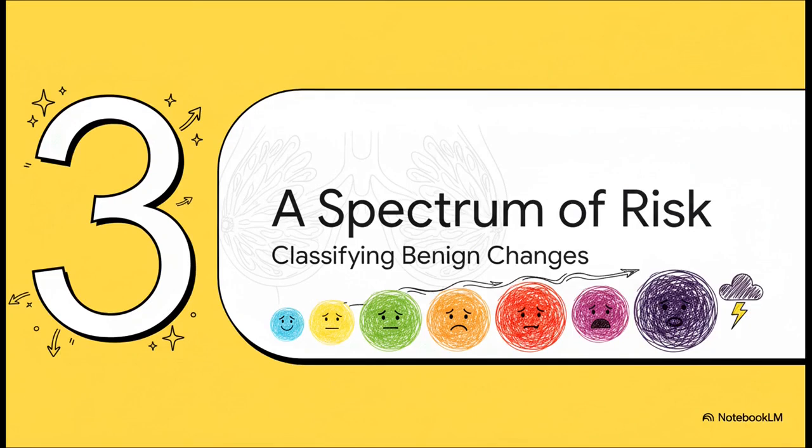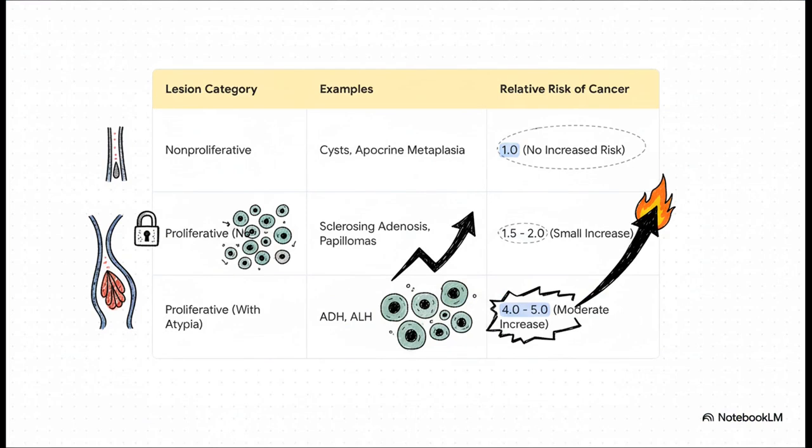Okay, now this next part is extremely important. VVI for your exams and for your entire career. You have to understand that not all benign changes are the same. We actually classify them on a spectrum of risk for developing cancer in the future. Just look at this table. It's very simple. There are 3 categories. The first one is non-proliferative changes. Risk is 1.0. That means no increased risk at all.